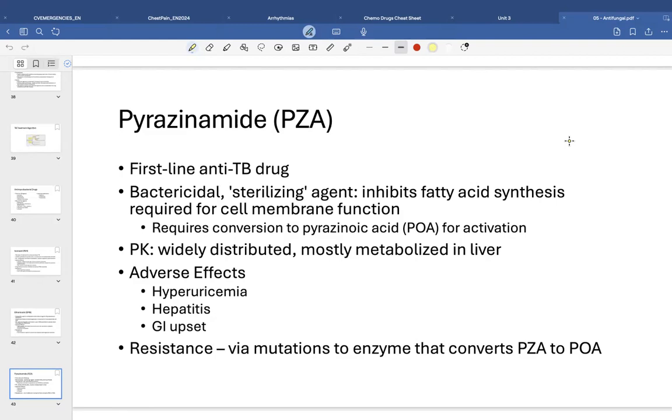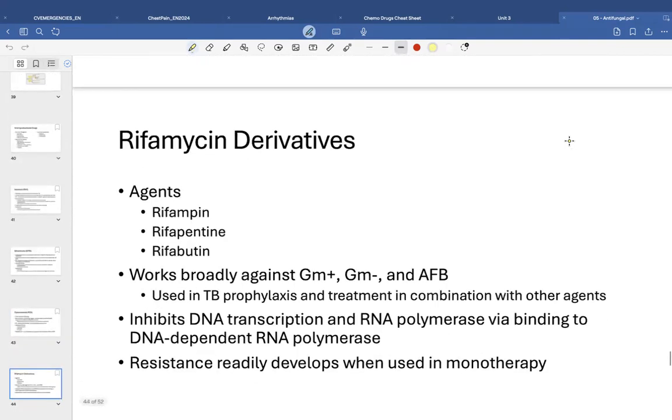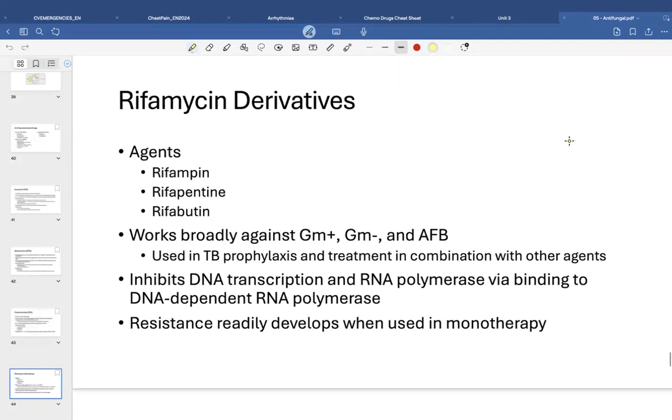And finally, rifampin. This works broadly against gram-positives and gram-negatives as well as tuberculosis. It inhibits DNA transcription, and resistance can rapidly develop if it's used alone. There are two things to remember about rifampin.